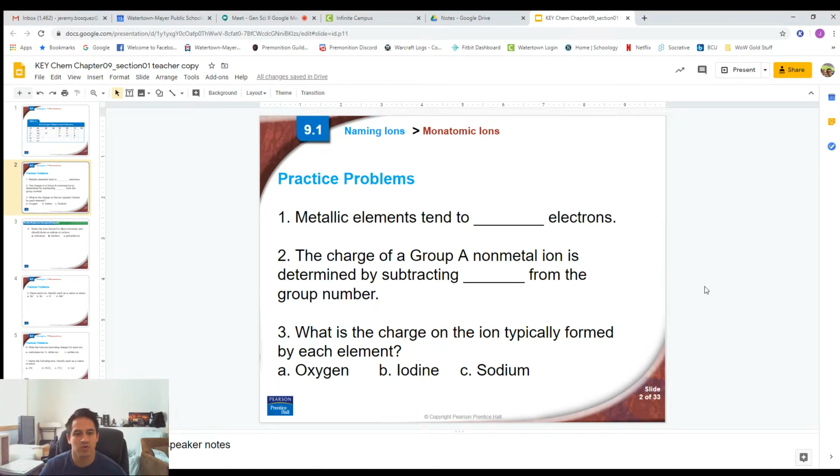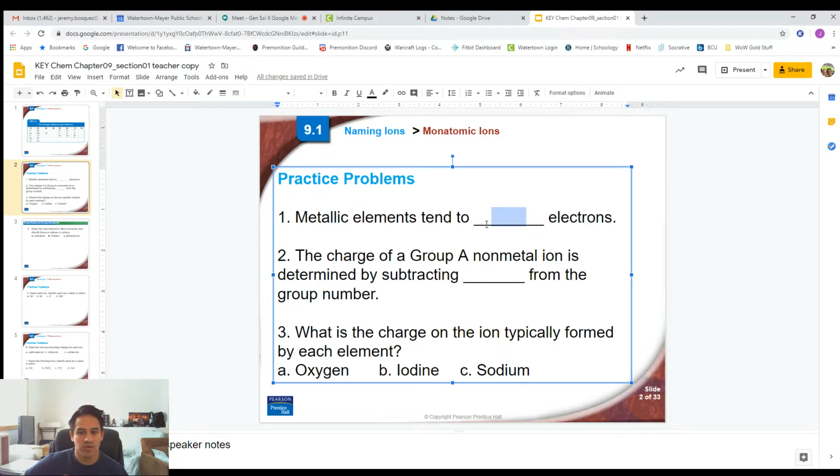In this video we're going to be going over the questions in chapter 9.1. So if you had any confusion or weren't sure what the answers were, hopefully this video will help you. Alright, so number one, it says metallic elements tend to blank electrons. We learned this in chapter 7, but metallic elements tend to lose electrons, whereas non-metallic elements tend to gain electrons.